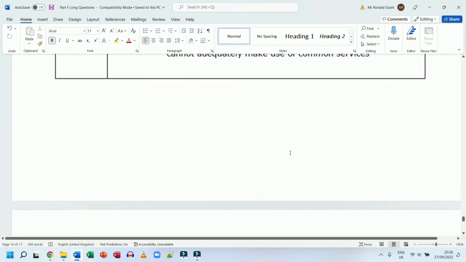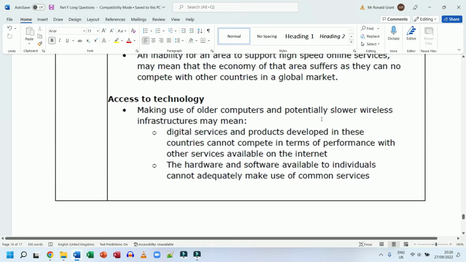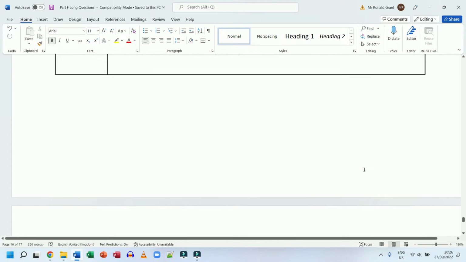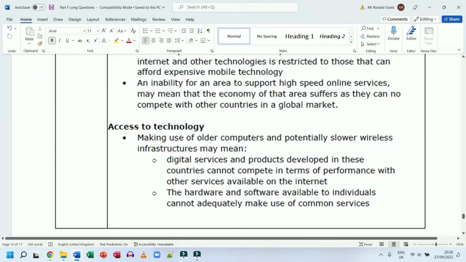And last, I think it's the last one, we have access to technology. Making use of older computers and potentially slower wireless infrastructures may mean digital services and products developed in these countries cannot compete in terms of performance with other services available on the internet. The hardware and software available to individuals cannot adequately make use of common services. That's the last one. Yeah. So, what this means, digital services and products developed in these countries cannot compete in terms of performance.